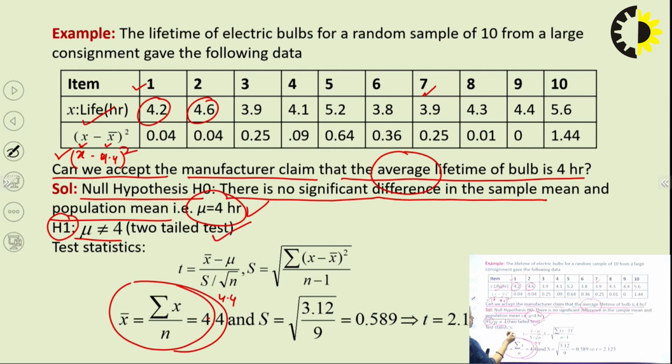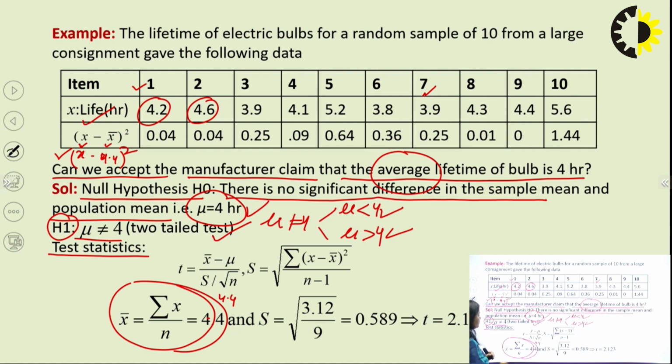Because mu less than 4 can be any value. Mu can be less than 4 or mu can be greater than 4. In this problem, it is not specified that we have to test it for the left side or the right side. It means the average may come out less than the claimed value, or the average may come out greater than the claimed value. It can be any one of these two cases. So this is known as a two-tailed test.